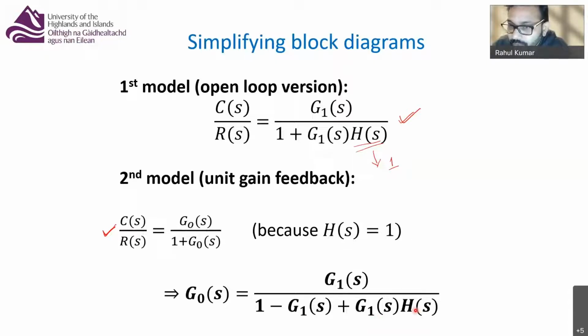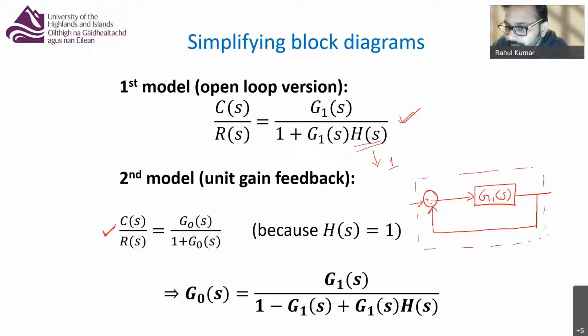So if you are given a unity gain feedback system, something like this type of system, and you will have a feedback path with unity gain, in this case you can calculate the overall transfer function for a unity gain feedback by using these two formulas.